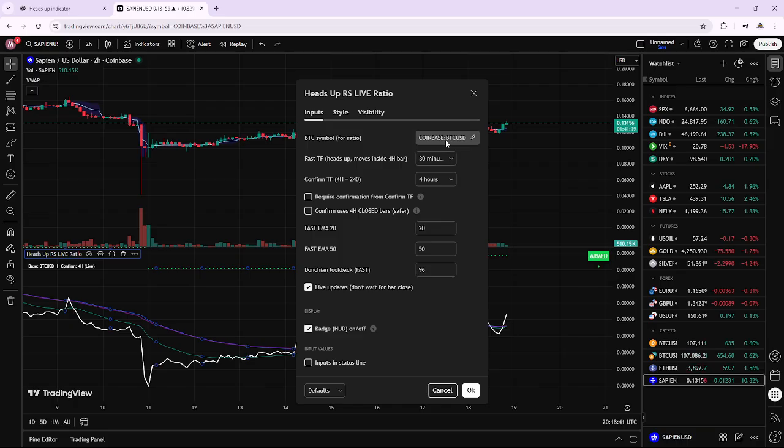So, for example, right now we're looking at this chart, and it's Sapien, an AI based crypto coin. It performs quite well in the market actually. It's quite volatile, but also it trades quite consistently.